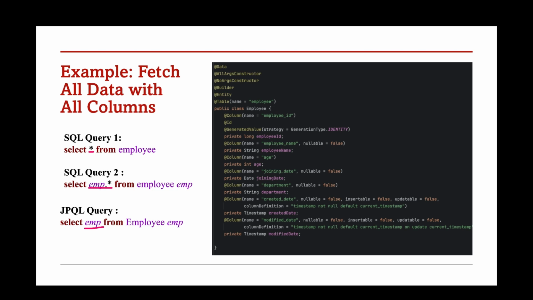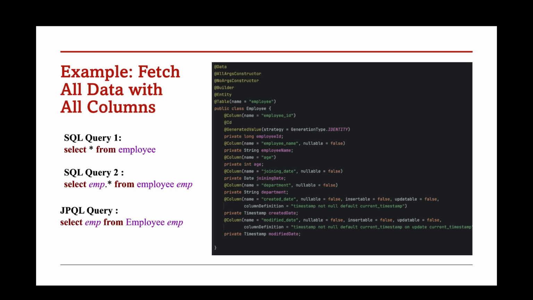But here's the cool difference in JPQL. You don't need the asterisk or the dot notation. You simply specify the alias you defined after the entity name. That's it. So, if you've used EMP as your alias for the employee entity, you can just write EMP in the select clause, and JPQL will fetch all the columns from the employee entity.